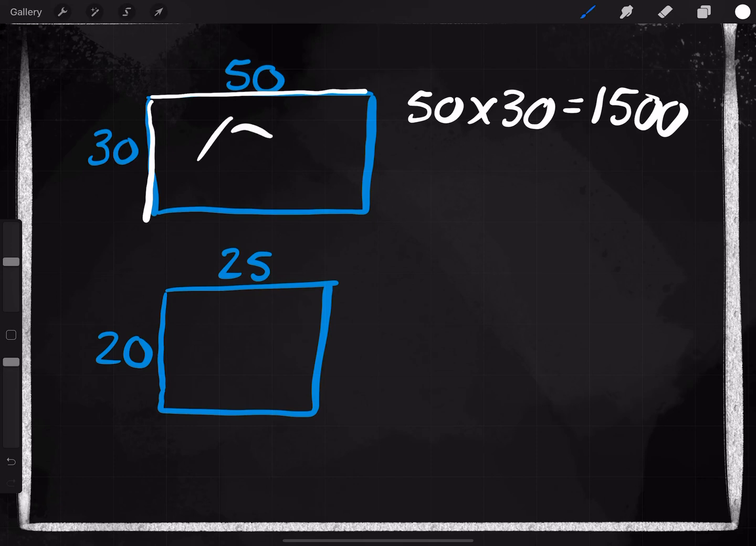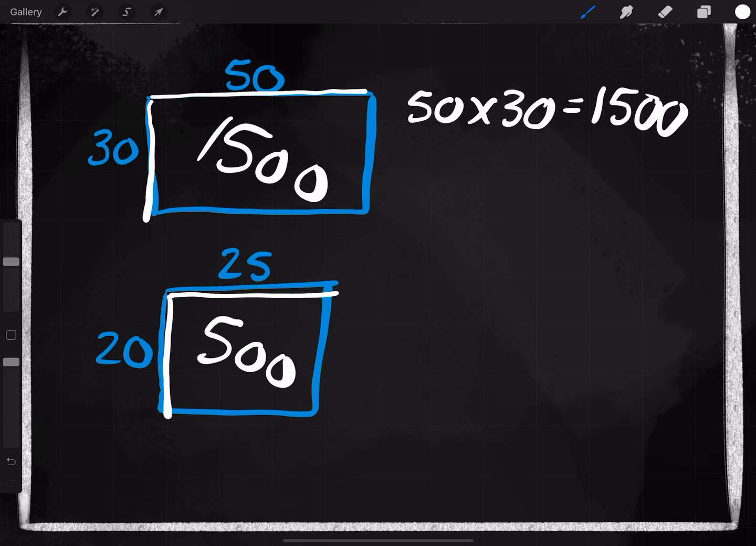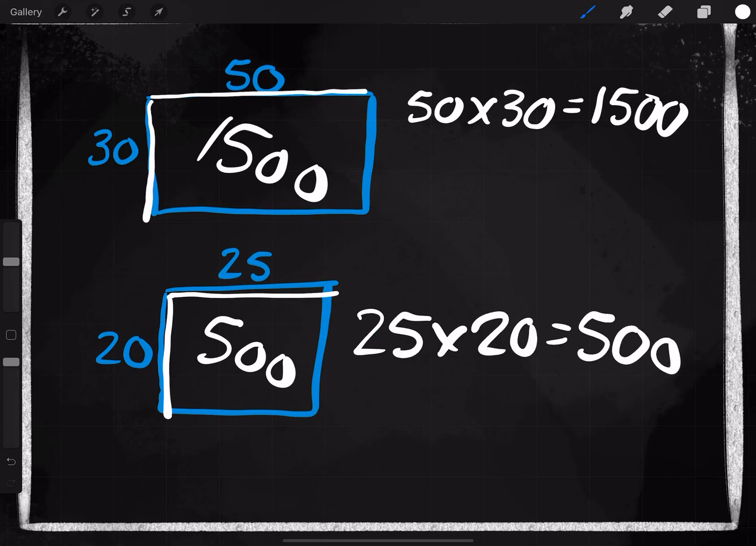You could also write it in here. Okay, and then for this next one, 25 times 20, and you'd end up with 500. 25 times 20 equals 500. So you can find the area by multiplying the length times width.